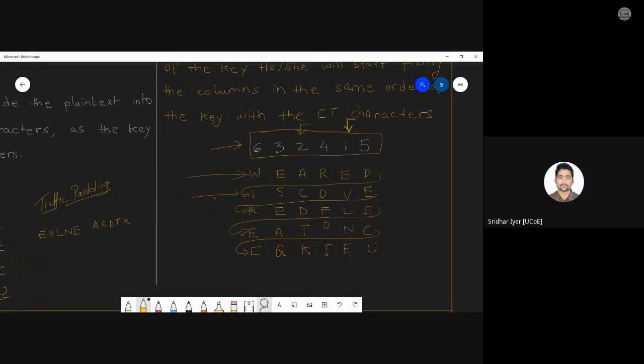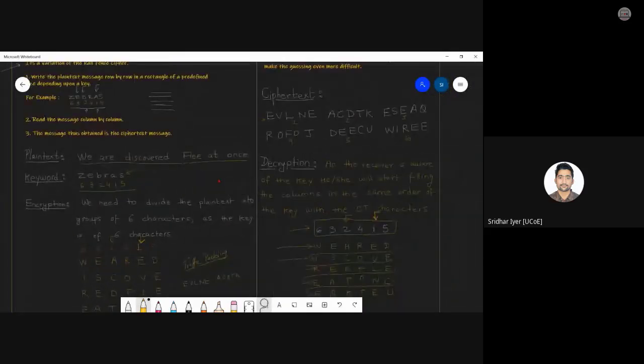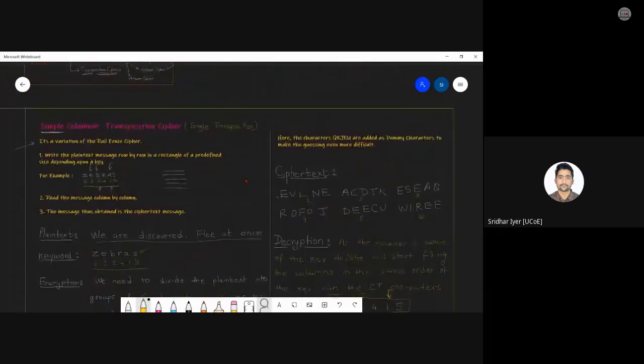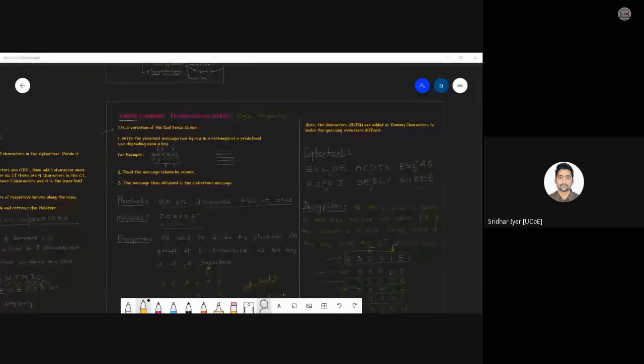Fine. This sort of messages were actually being shared during the prehistoric war period. They used to share messages like this. Okay, I will show you one more example with the help of the double transposition, and you will come to know what exactly is different between single and double columnar transposition. Is it clear? Can I move ahead? I have one more topic to cover.